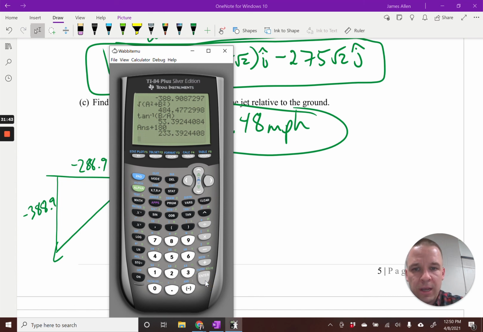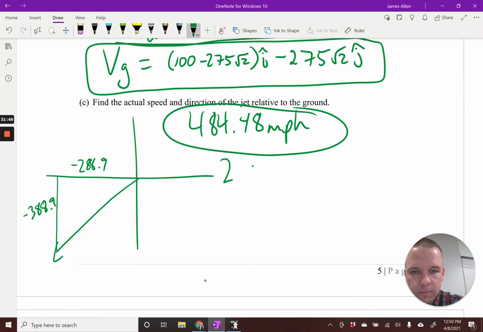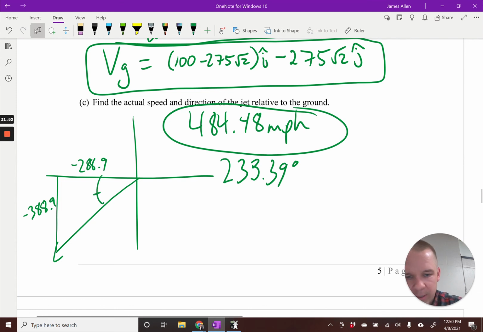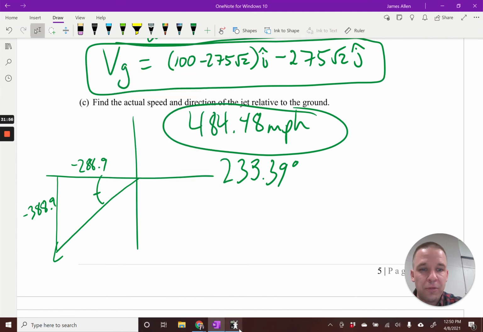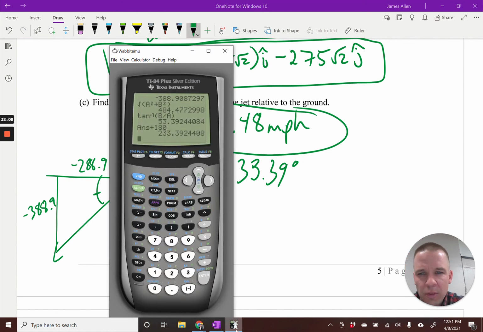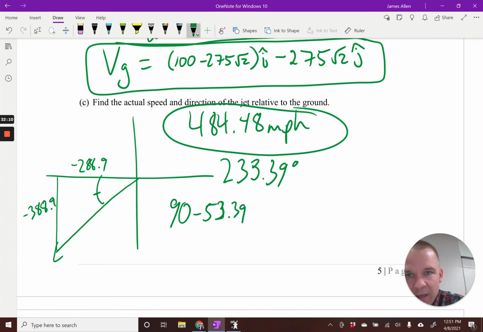Okay, so 233.39. Or we said this angle was 53.39. So that's not a compass direction, but if I did 90 minus that 53.39, that would give me this angle right here.